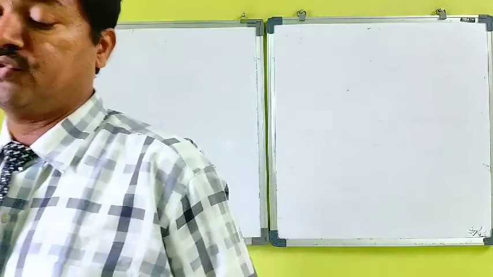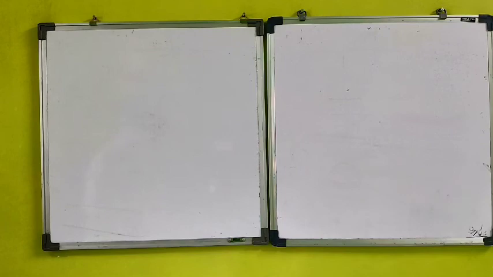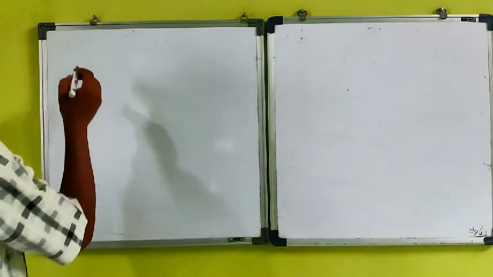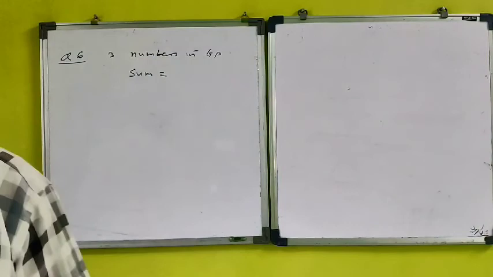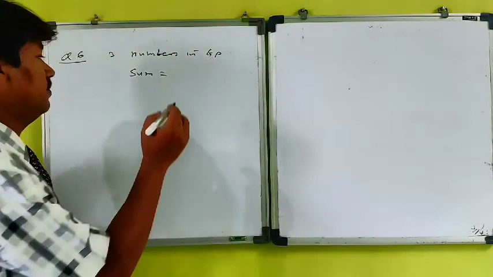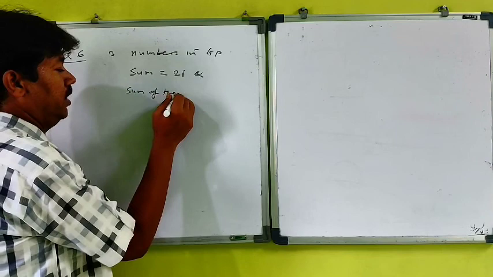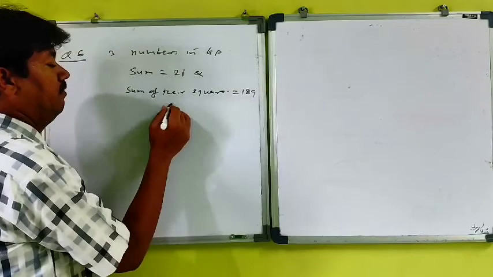Next question is question number 6. Find the three numbers in GP such that the sum is 21 and the sum of their squares is 189. Find the numbers. So that's question number 6.